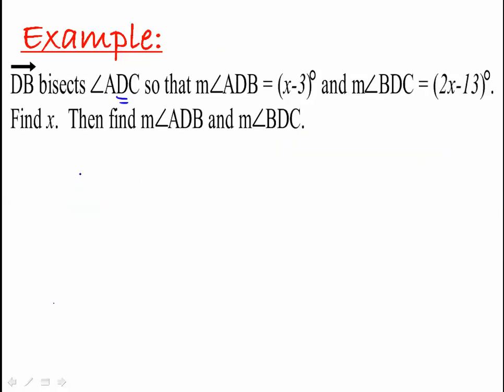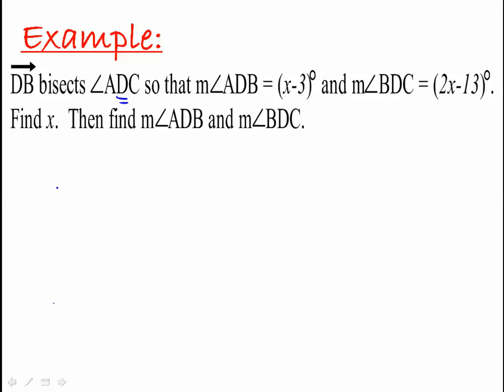Our last example says ray DB bisects angle ADC, so that the measure of angle ADB is x minus 3 degrees, and the measure of angle BDC is 2x minus 13 degrees. I'm asked to find x, then I'm asked to find the measure of angle ADB and the measure of angle BDC. Now, in this problem, it might help us to start by drawing a picture.